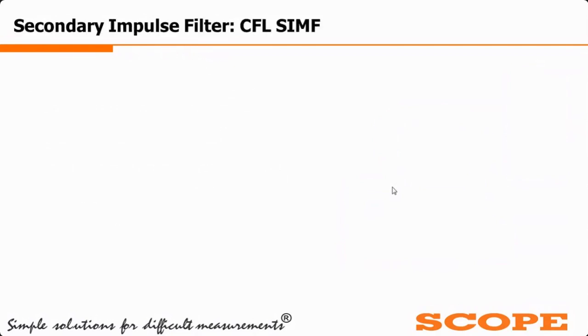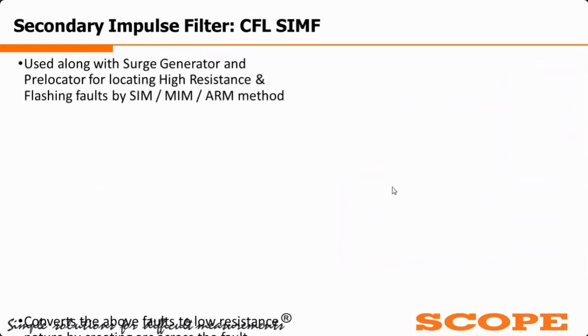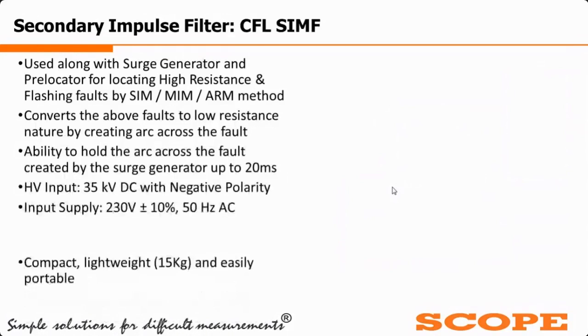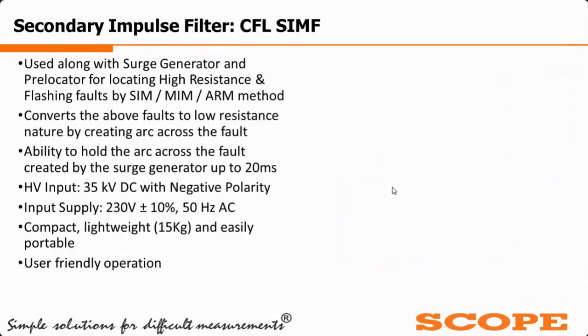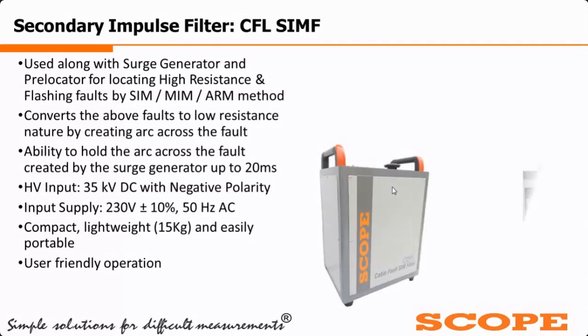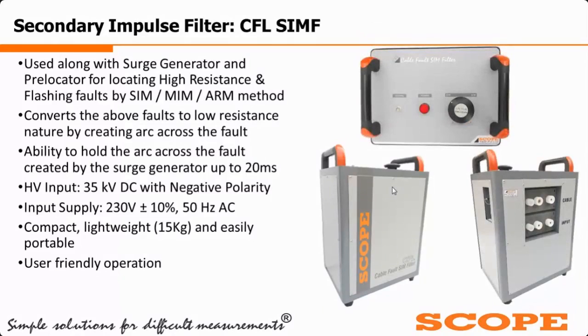This is all about the cable fault SG series. Now we will see the cable secondary impulse filter, or CFL's SIM filter, which is used for pre-location by the secondary impulse method. Scope is offering an arc holding time up to 20 milliseconds. These are the pictures of this cable fault SIM filter. It is very lightweight and easily transportable.